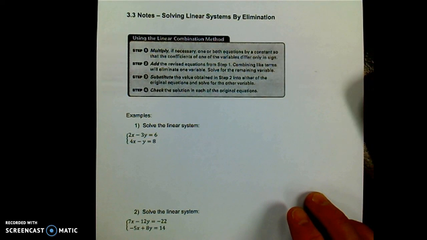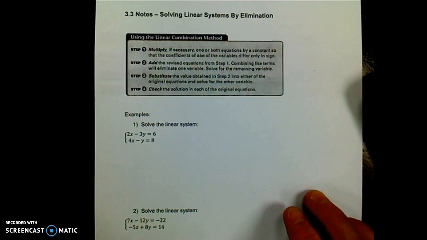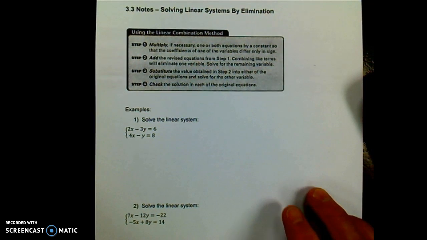Our third method of being able to solve systems of linear equations is solving by elimination. Some books call this solving by addition or subtraction. Our textbook calls it solving by linear combinations. But most of the books that I've used and most of my students know it as solving by elimination.